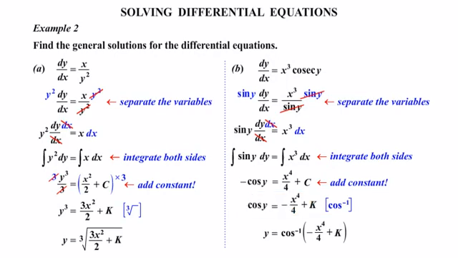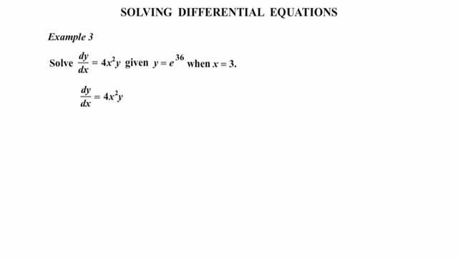plus k. Fantastic. Well, let's have a look at a third example now. Here we're asked to solve dy/dx is equal to 4x squared y, given that y is equal to e to the 36 when x is equal to 3. So let's write our equation out to begin with.